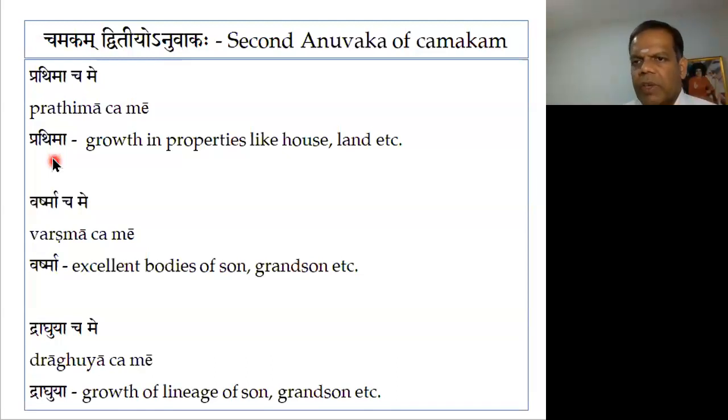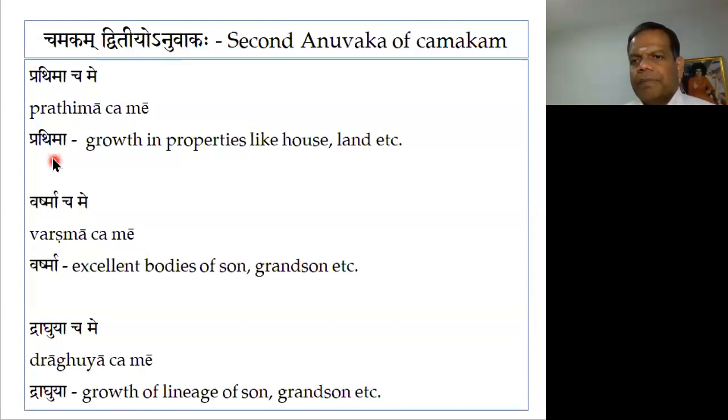Whatever we have studied so far, whatever we have read also, because Chamakam is all about yajna, offering into the fire, as an offering to the Lord. So by Prathima chame kalpata, let me offer whatever I have to you so that they all be beneficial. It's the prayer. Prathima chame kalpata.